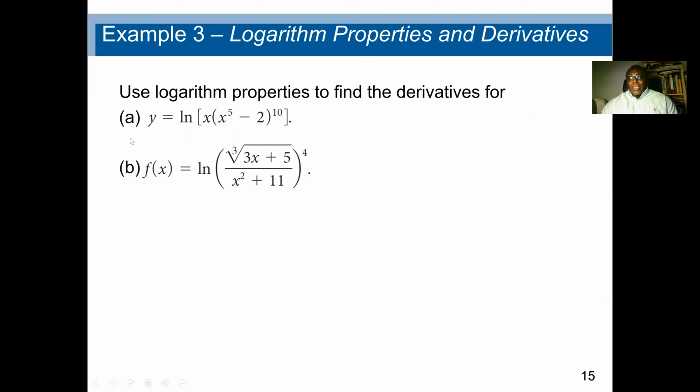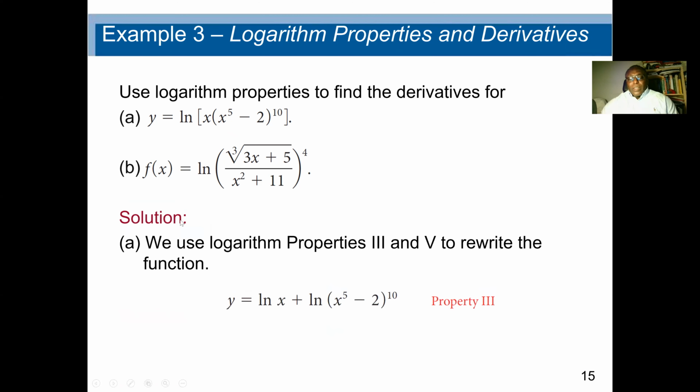So for example, here we are given y equal to natural log of x times x to the power 5 minus 2 to the power 10. If I want to, instead of using the product rule here, I'm going to expand this because I know the product rule will be too long. Sum and difference rules are almost the same amount of variables. So here we can expand this by writing y equal to natural log x plus 10 natural log of x to the power 5 minus 2. And that's what we have here.